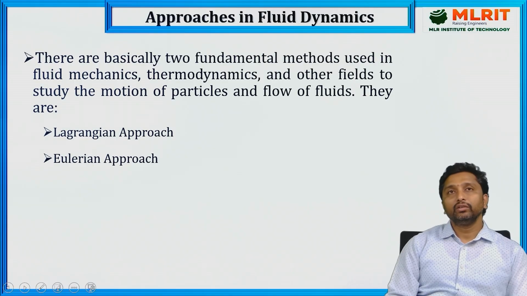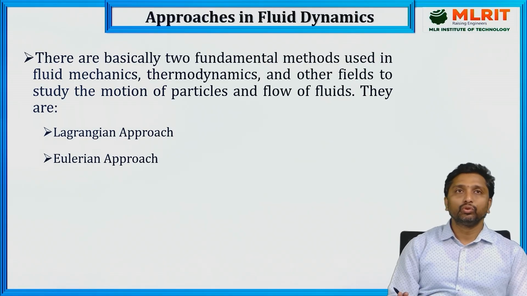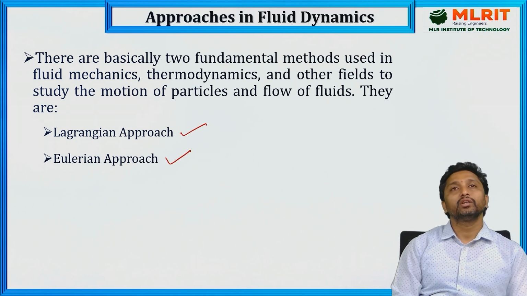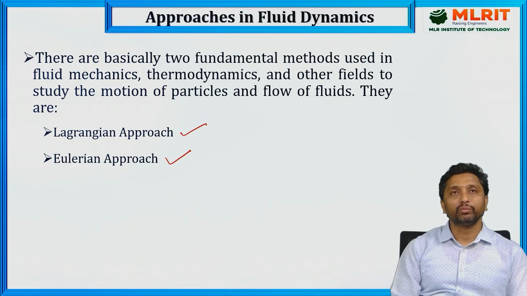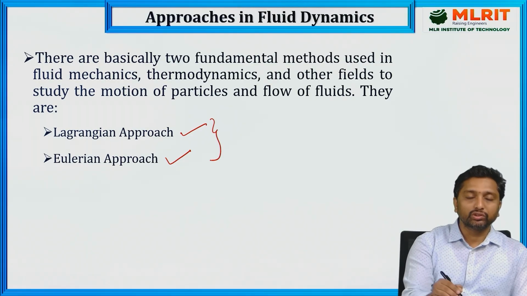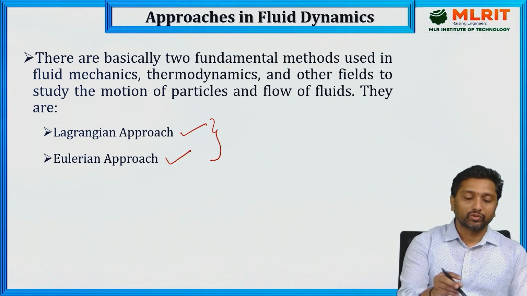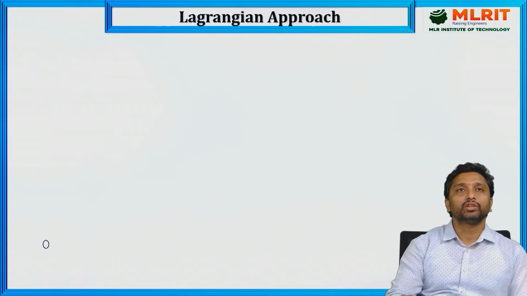So in fluid dynamics, basically there are two approaches. One is Lagrangian approach and the other one is Eulerian approach. This is based upon the motion of the particles, size of the particles, as well as the area of interest for studying the physics of the problem. So these are two approaches wherein we study the flow behavior in two different scenarios. Let us see the first one, which is Lagrangian approach.